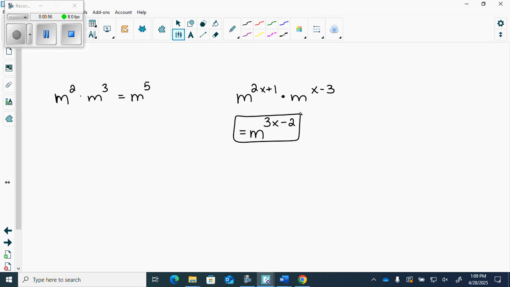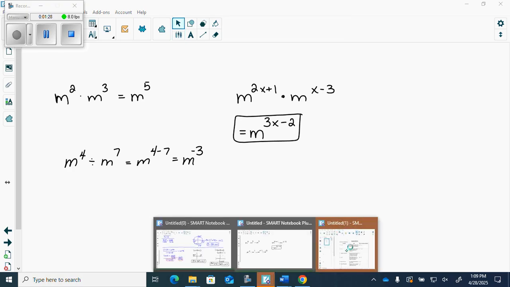Okay, the next one we have two exponents but division. So we have m to the 4 divided by m to the 7. What are we going to do with the exponents? Subtract. Yeah, m to the 4 minus 7, which equals m to the negative 3. I'm waiting for the Smart Notebook to show, because there we go.